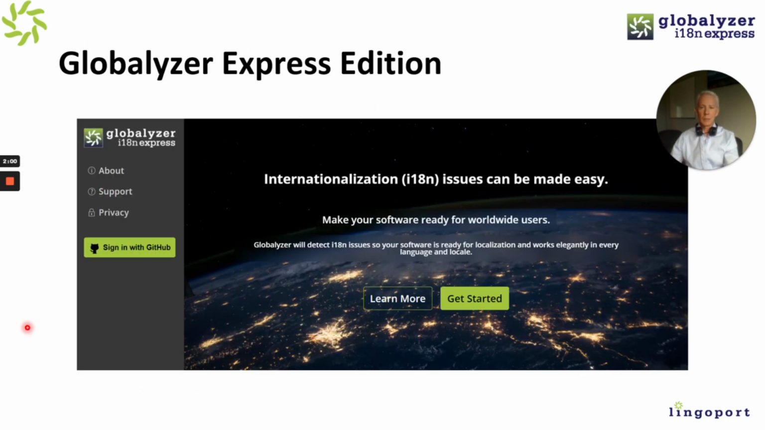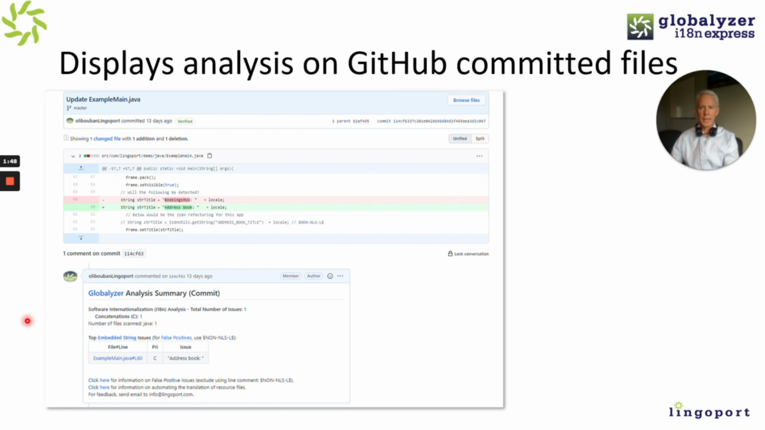Now, introducing Globalyzer Express Edition. It's really one way to try out a flavor of Globalyzer, how we scan. The way we do that is we display the analysis on GitHub committed files. As soon as files are committed, they are analyzed by Globalyzer and the results are shown in a commit comment in GitHub. With that, let's have a look at Globalyzer Express for GitHub.